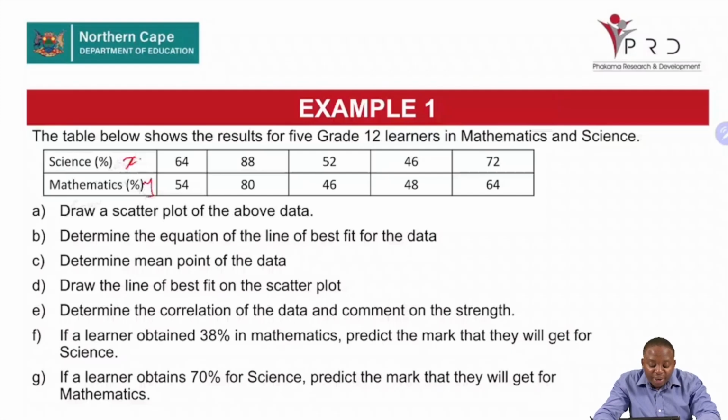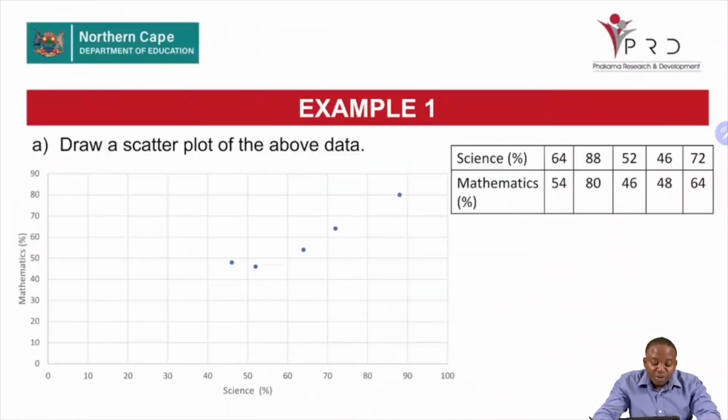So number A, we are asked to draw the scatter plot. So let us now go and find solutions of number A. Number A says draw the scatter plot. Remember, this is my X, this is my Y. So on the X-axis, I will find the science. That's where science is. On the Y-axis, we have the mathematics marks.